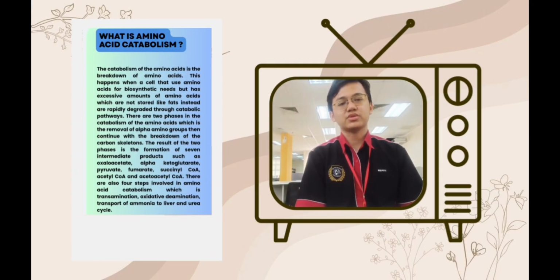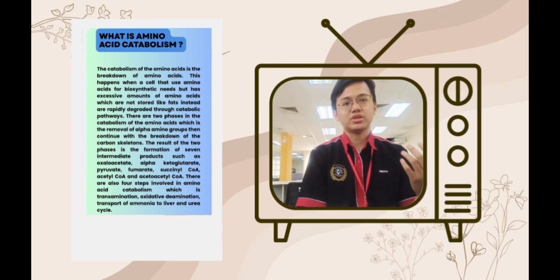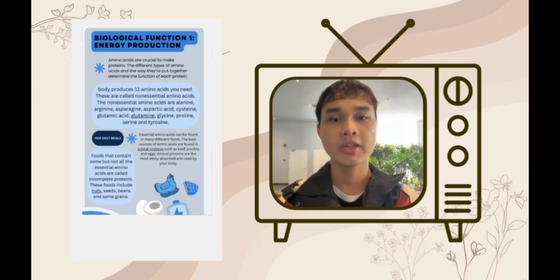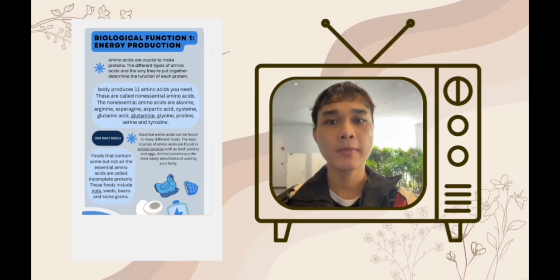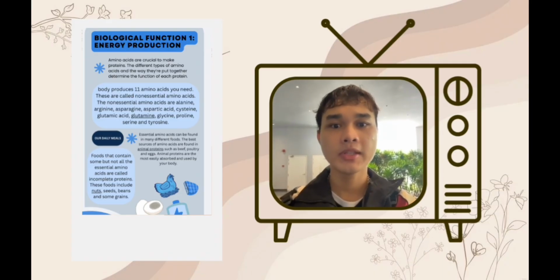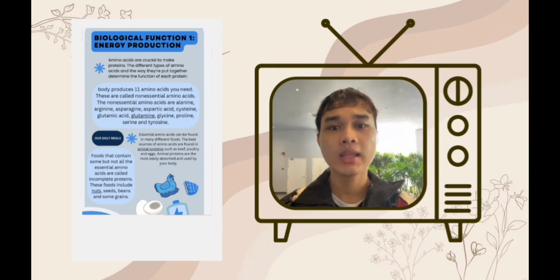So let's move on to the explanation of the amino acid catabolism energy production. Biological function number 1, energy production. Amino acids are crucial to make proteins. The different types of amino acids and the way they are put together determine the function of each protein. For example, your body produces 11 amino acids that you need. These are called non-essential amino acids.